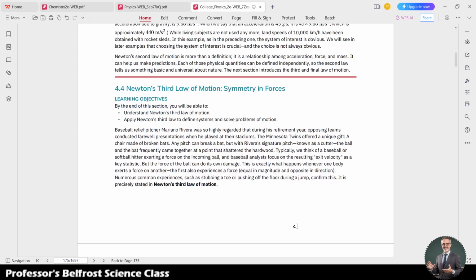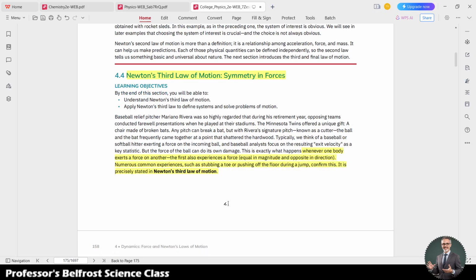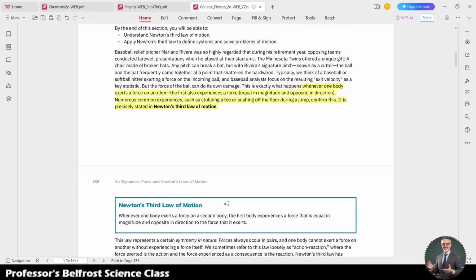Now, Newton's third law of motion. This will be our last discussion for this video. The system is symmetry in forces. When one body exerts a force on another, the first also experiences a force equal in magnitude and opposite in direction. And this confirms Newton's third law of motion.